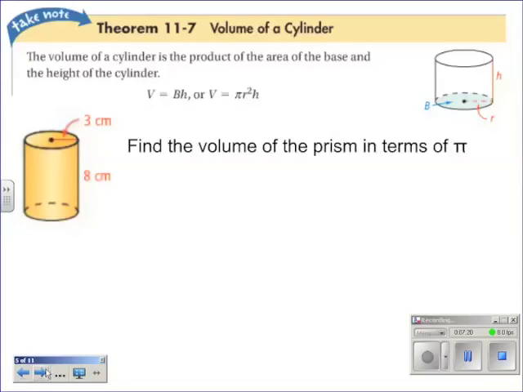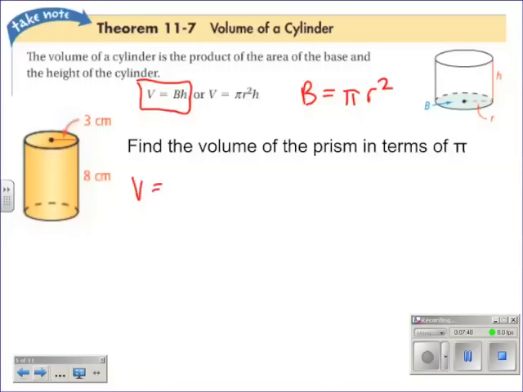Now we're going to transition to cylinders, and notice immediately that to find the volume of a cylinder, you'll see the same formula that we were just talking about with prisms. The only difference now is that the area of the base is always going to be a circle, and so to find the area of the base we'll use that familiar pi times r squared.